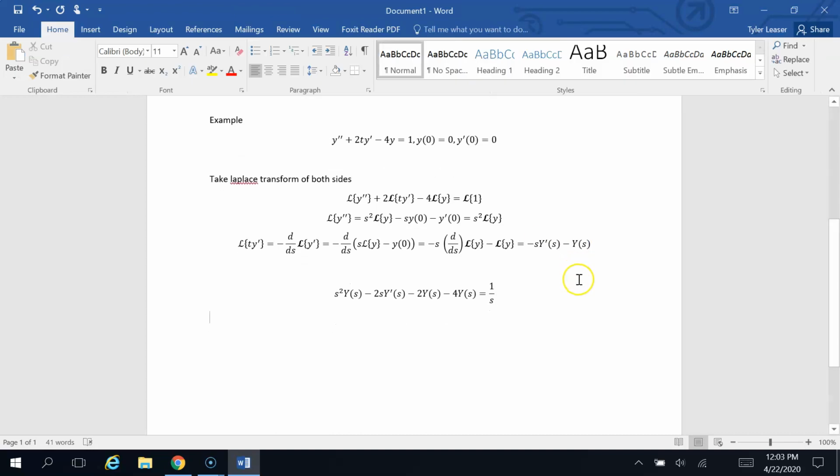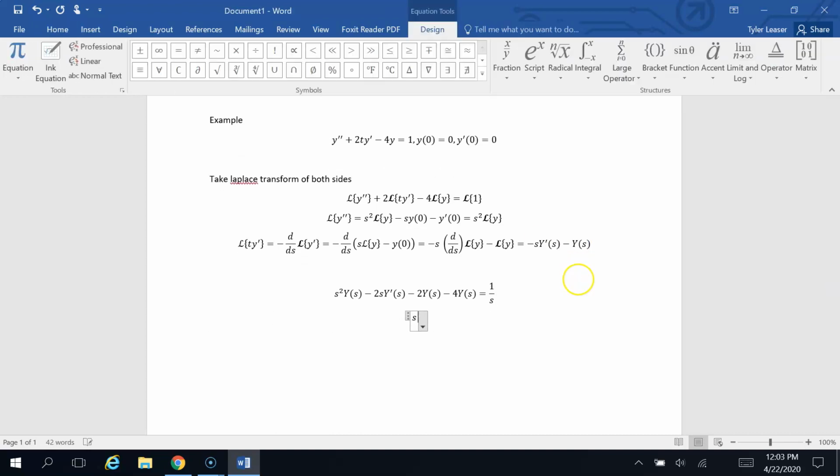Okay, cleaning this up a little bit, we have a bunch of stuff that we can combine together. We have the derivative, and then we also have just the function itself. So I'll leave the derivative one out front, so negative 2s y prime of s. And then the other ones will combine together. So we have an s squared, the -2 and the -4 combine to be a -6, and that's just on the Laplace operator y of s.